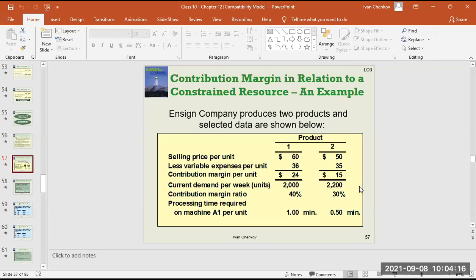And since product 2 gives us the highest contribution margin per minute, the logical choice is to focus our entire production first on product 2, and use any hours left for product 1. If our capacity is 2,400 minutes minus 1,100 minutes, we're going to have another 1,300 minutes. Those 1,300 minutes, we can spend on chasing product 1.